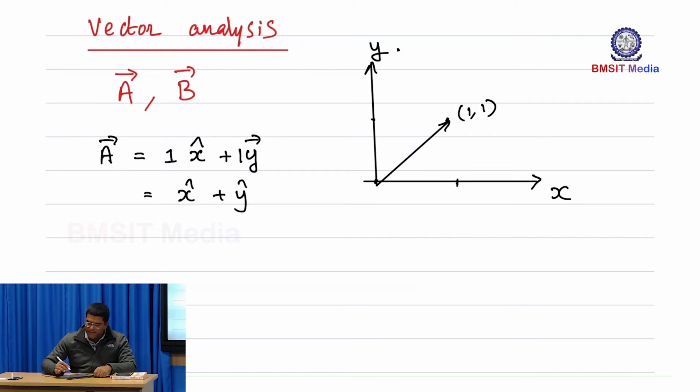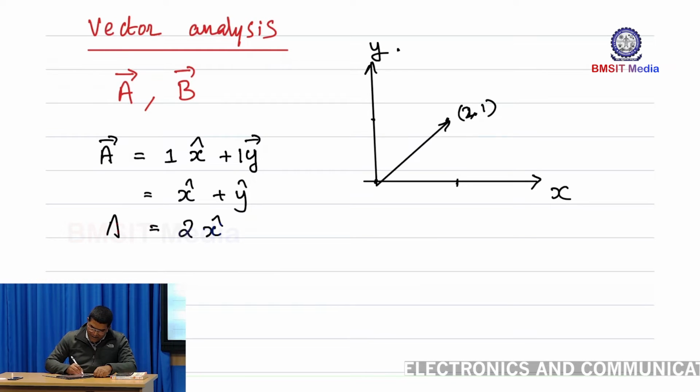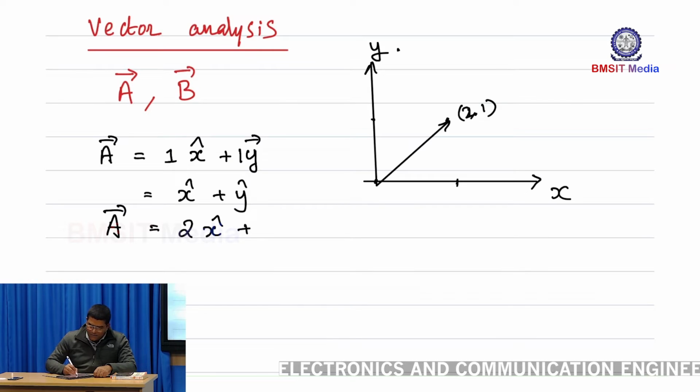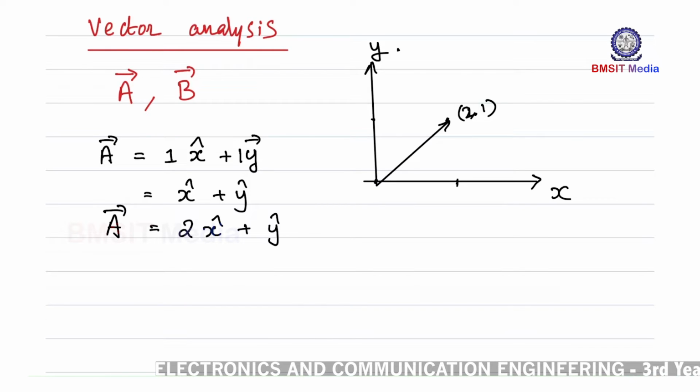Suppose instead of 1 and 1, this is 2 and 1, then the representation of the vector will become 2 times in the x direction plus 1 time in the y direction. So this is how we will be representing a vector.